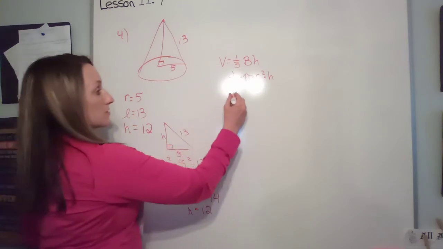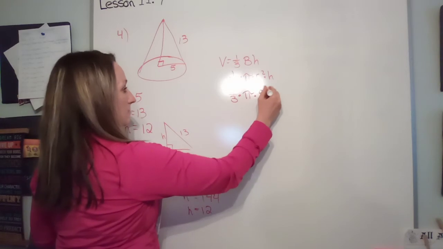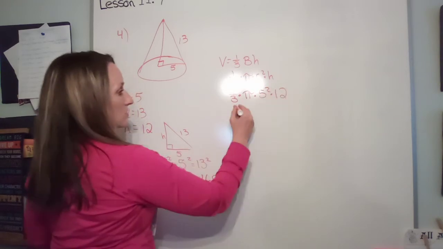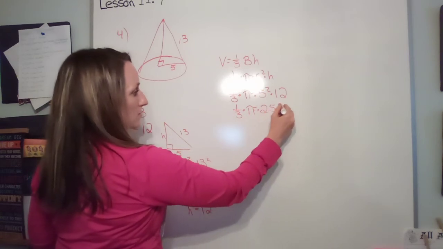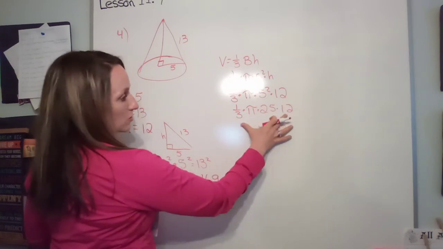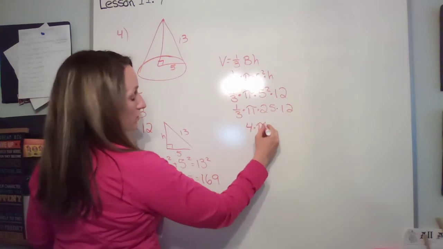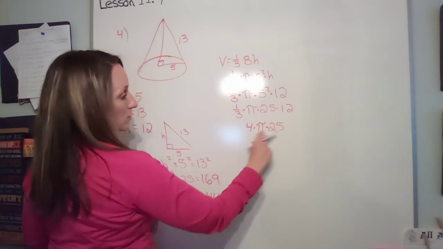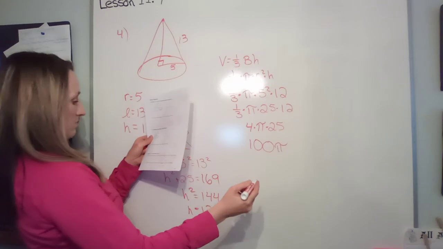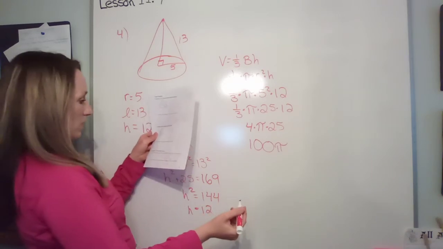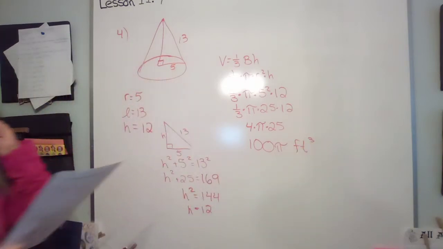All right, so now I can substitute in all my values. 1/3 times pi times 5 squared times 12. So 1/3 times pi times 25 times 12. I'm going to multiply the 1/3 into 12 because that simplifies quickly to 4. So now it's 4 times pi times 25. 4 times 25 is 100, so it's 100 pi. What are my units? Feet cubed.